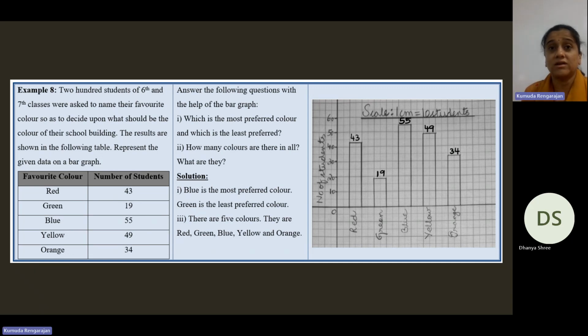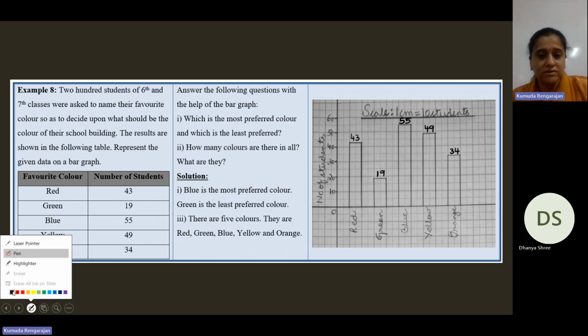Yeah, you should write the scale. You can also take 5 students, like you can mark 5, 10, 15, 20 also. That also will not be very tall. You can also take 5, 10, 15, 20. Okay. Now, I have taken 10, 20, 30, 40, right?